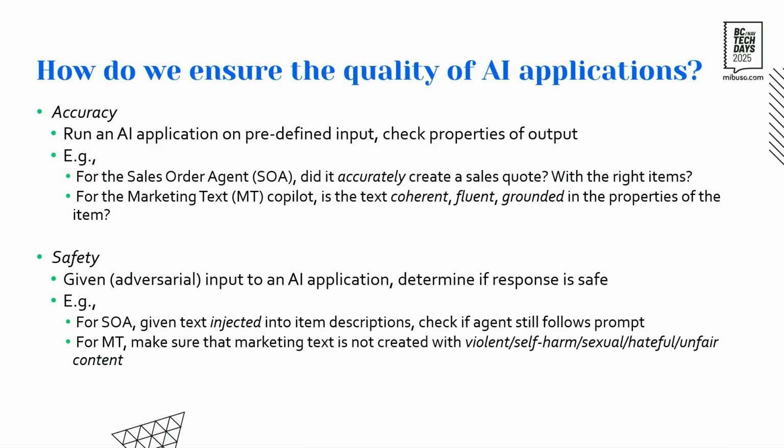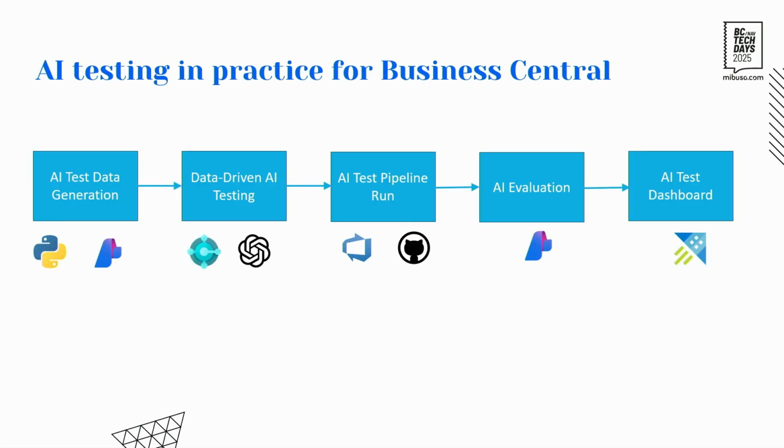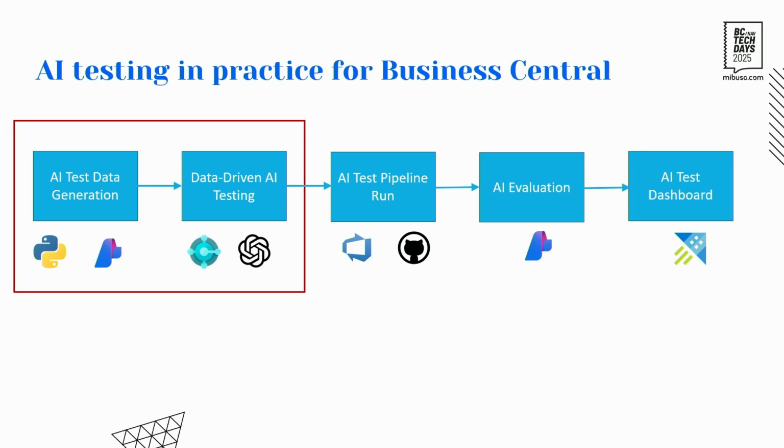Right. So we want to ensure accuracy and safety. Part of this was shown in the keynote, but there's a whole range of things we do, from generating test data to data-driven AI testing, to running in ADO pipelines, to evaluating in Azure AI Foundry, to dashboarding in Azure Data Explorer, and following the accuracy and safety day by day of our features. But what we want to do here is zoom in on these two first parts.